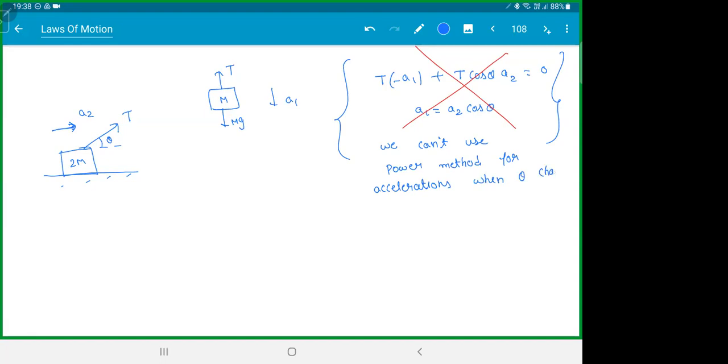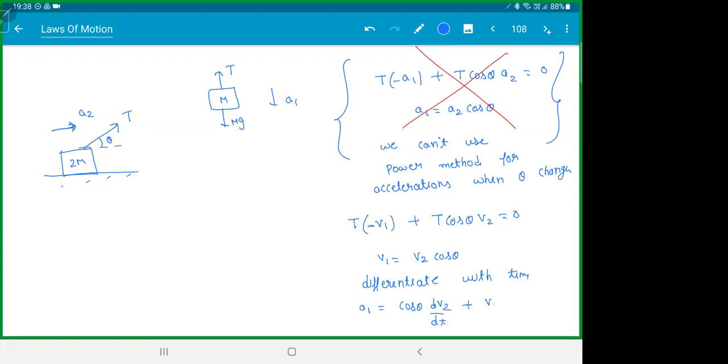The problem looks very innocent. So you're actually supposed to use it for T into velocities. Minus v1 plus T cos theta into v2 is equal to 0. We get v1 is equal to v2 cos theta. Differentiate with time. This will become a1. This will become cos theta dv2 by dt plus v2 minus sin theta d theta by dt.